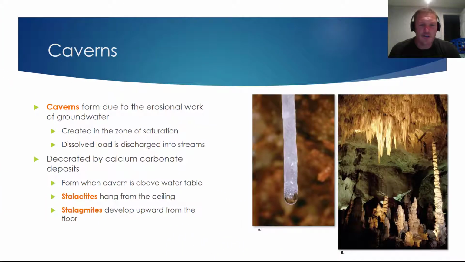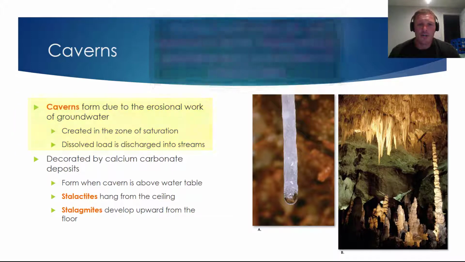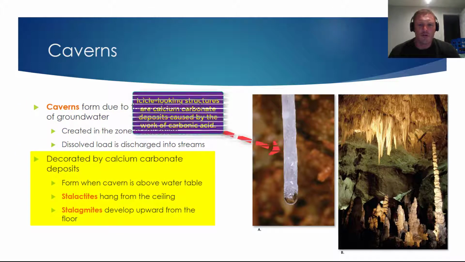Our last consideration in this podcast is caverns. And caverns form due to the erosional work of groundwater. When we talked about chemical weathering, we talked about the action of carbonic acid, which forms when carbon dioxide is dissolved in water. Caverns are typically created in the zone of saturation because you need water present in order for the erosion to occur. Inside the caverns, you can see these really cool icicle-looking rock structures.